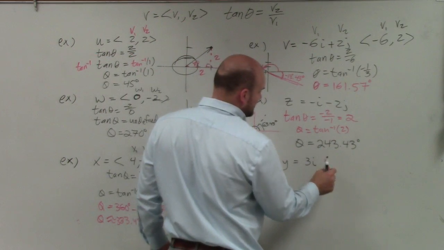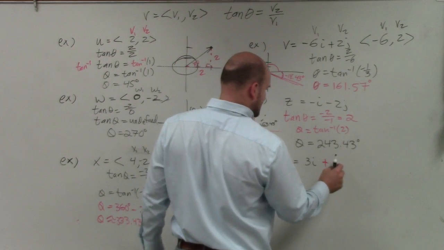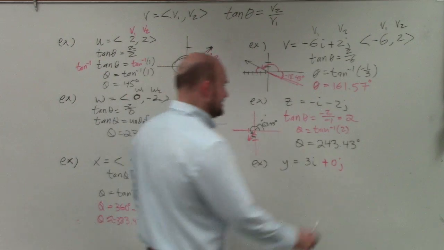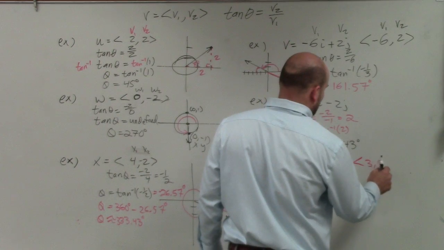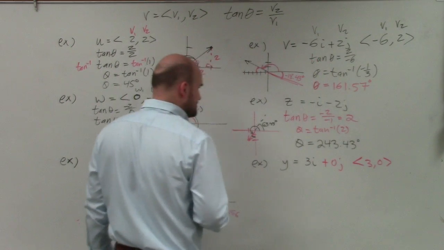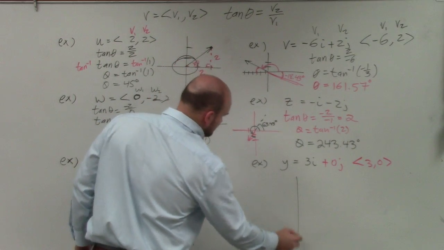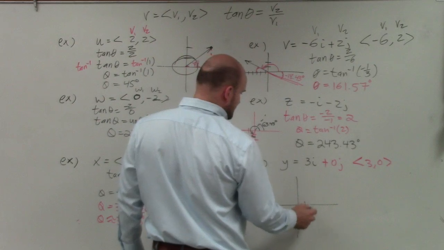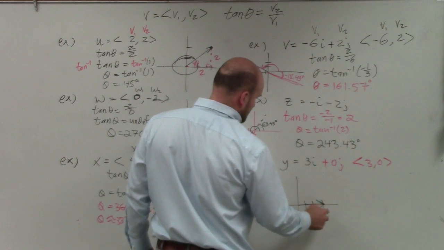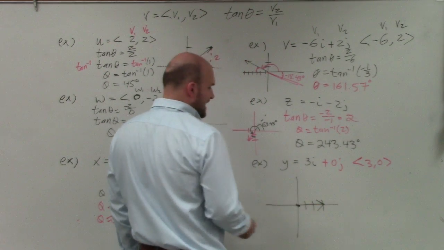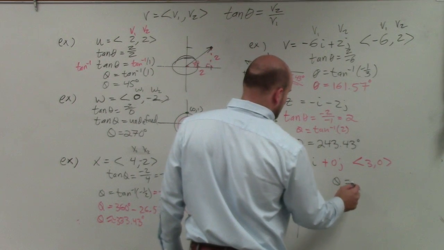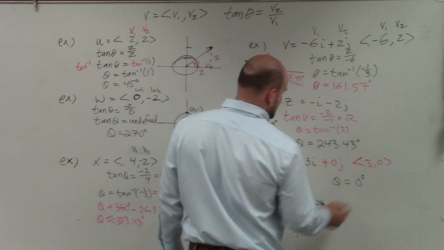Okay? Last but not least, I'm just going to do this one. I'm not going to use my calculator because I don't need to. Here's my vector as a linear combination. In component form, it looks like this, 3, 0. If I was going to graph that, I would get 1, 2, 3. And therefore, I know that the angle theta in this case is just going to be 0 degrees.